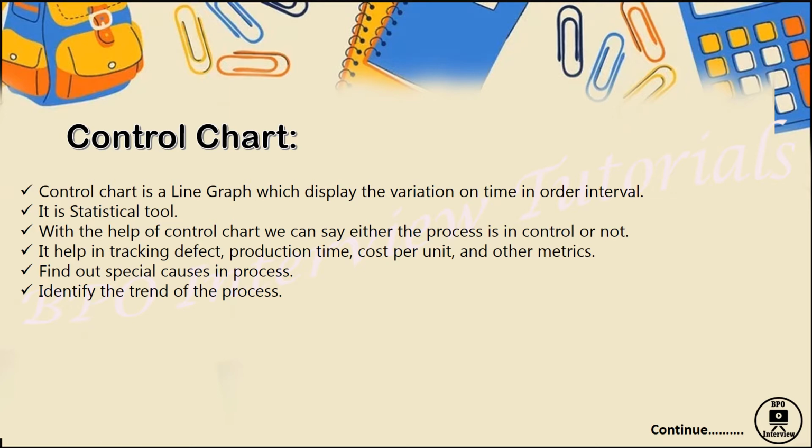It is again a statistical tool, which helps us to cross check whether the process is in control or not, and it is used to identify the special causes in the process, the causes which are impacting the process. With the help of that, we will get to know whether the process will move further or get stopped. We can also identify the trend and metrics, production time, cost, so multiple things can be identified with the help of a control chart.